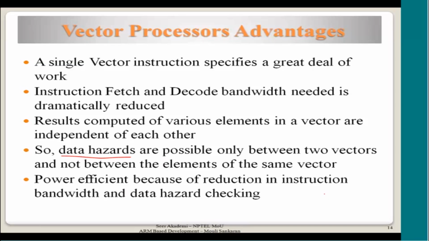It is power efficient because of the reduction in instruction bandwidth and data hazard checking. If you need to check the data hazard on every arithmetic operation that you perform, then some digital circuits must be kept in the system, which will consume power, but that is reduced. So we get the advantage of power efficiency because of the reduced instruction bandwidth and reduced data hazard verification while running the code.